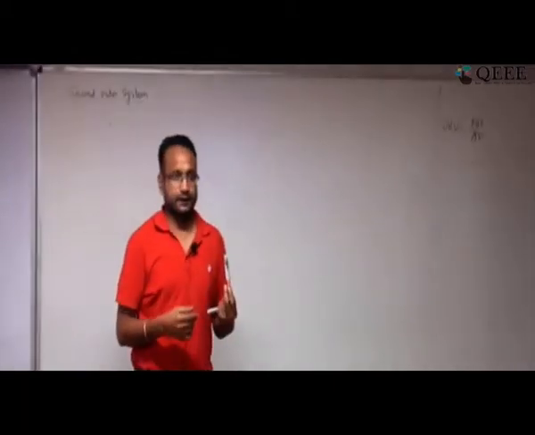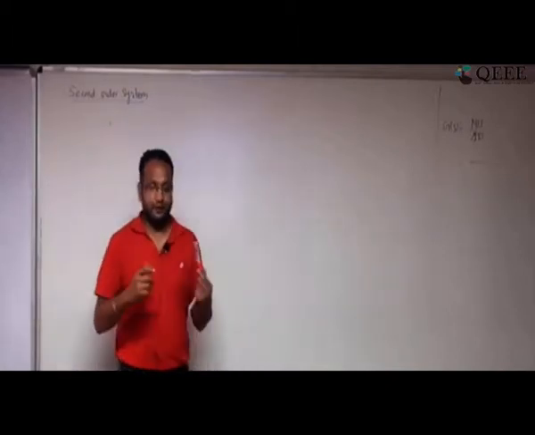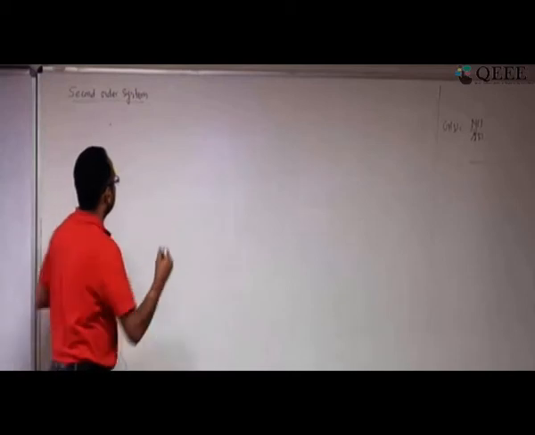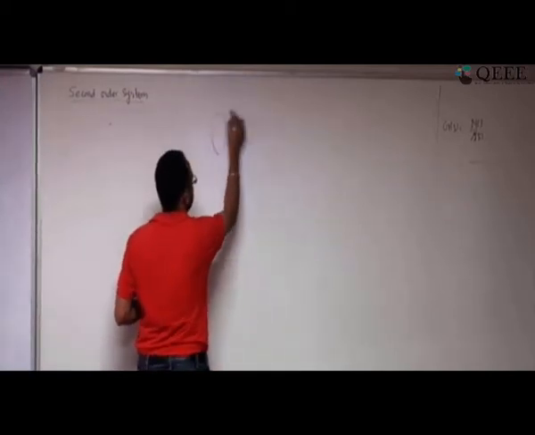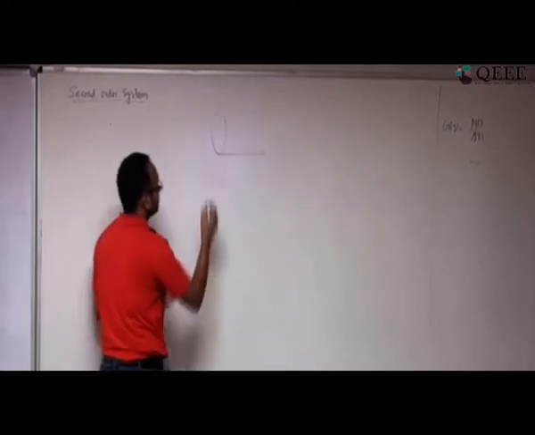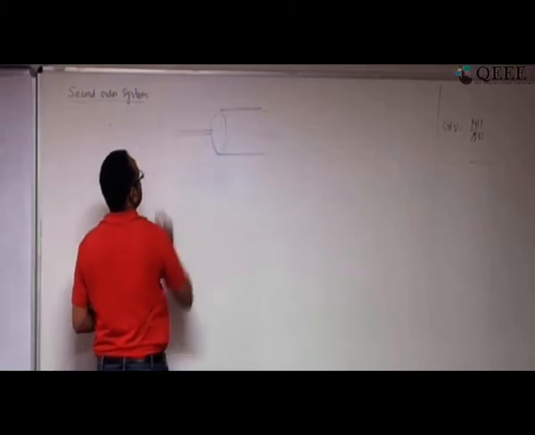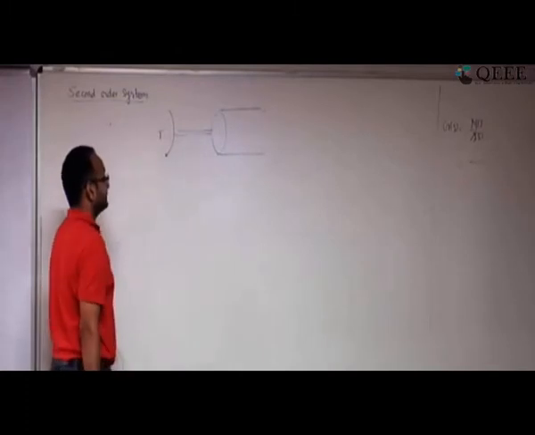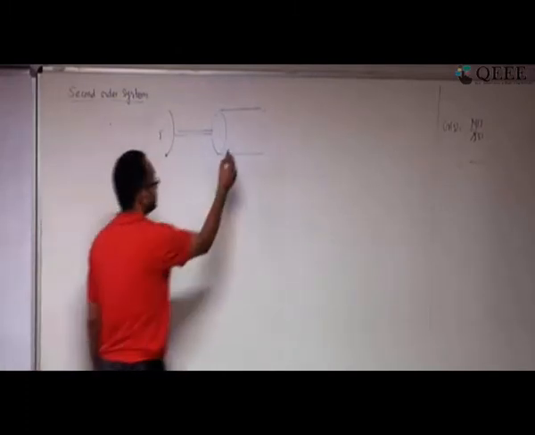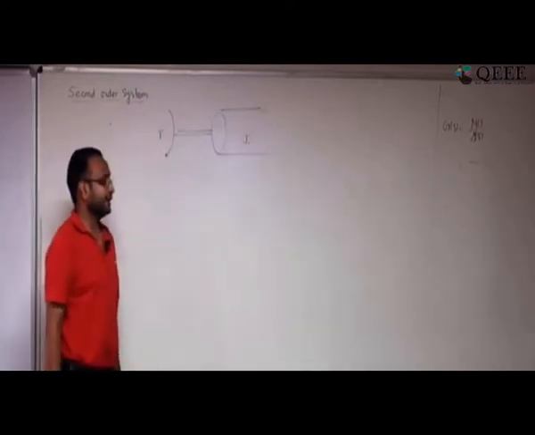Okay. As I mentioned, a second order system means the maximum power of the denominator has to be 2. So for that, I want to take the example which we considered for the first order system. This is the load I have. And this is the shaft, and I want to rotate it with a torque T. And this load, as I mentioned, is defined by a parameter J.